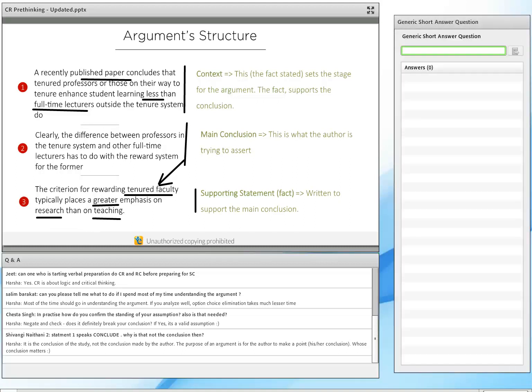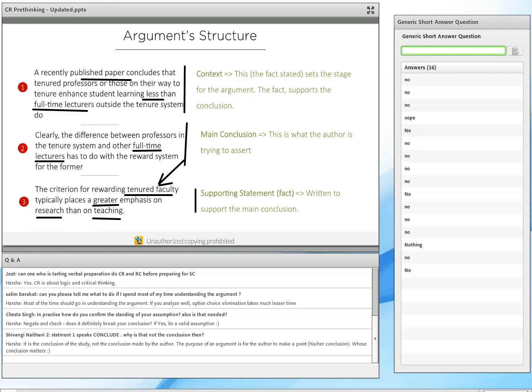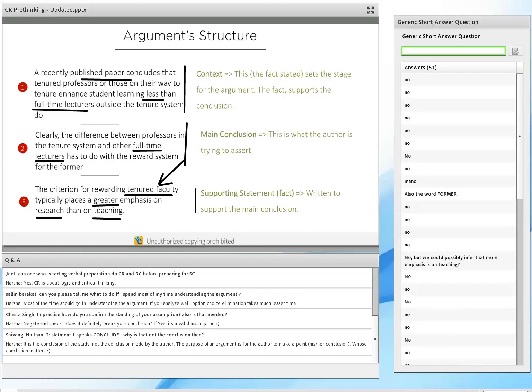Do we know anything about the reward system for full-time lecturers from this argument? No, there's nothing that we know about the reward system of full-time lecturers over here. Okay, and that's really important for you to be able to achieve that level of comprehension even before you ask.